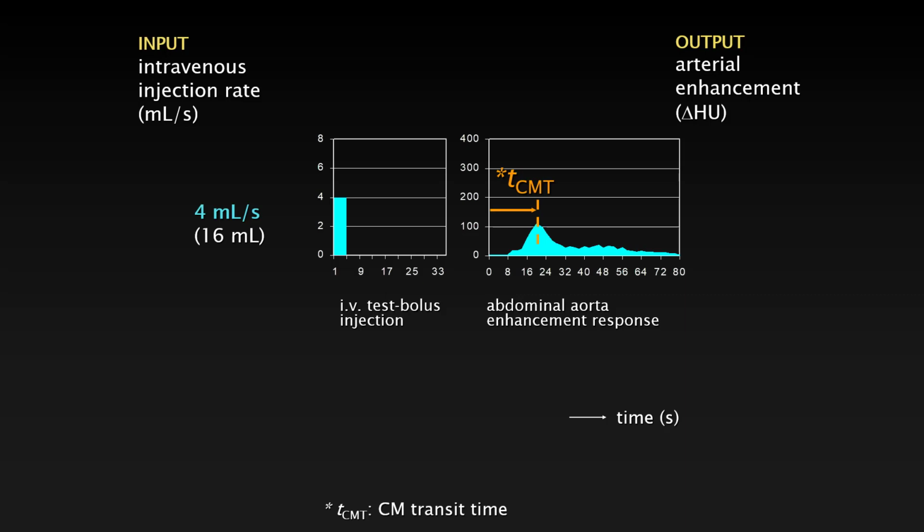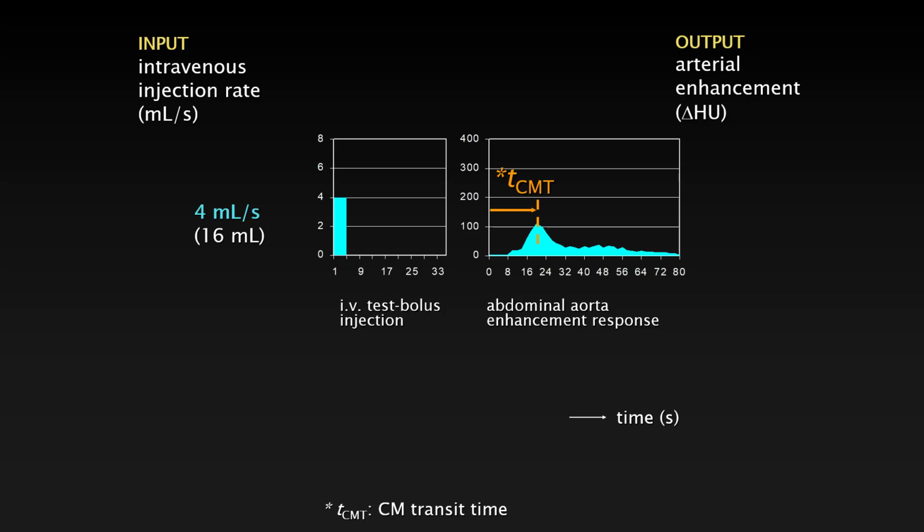So if you give a very small injection, 16 cc's over 4 seconds, what you'll see in the arterial side is an enhancement response. So you will see at some point in time the contrast will appear in the artery. The time interval between the start of the injection and when the contrast appears here in the artery is usually called the contrast medium transit time, which is usually used to help with a delay.